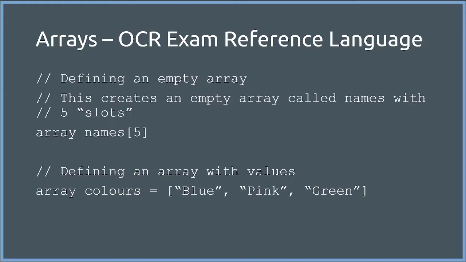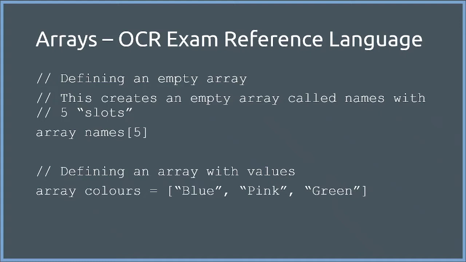So let's have a look at this one-dimensional array using OCR exam reference language. You can define just an empty array very, very simply. You can see I've put array names 5. That is a one-dimensional array with 5 slots in. I can then define each slot as I go. I'll show you how I do that when we actually program it. There is enough space there for 5 elements, and I can put them in after or as the user enters them.